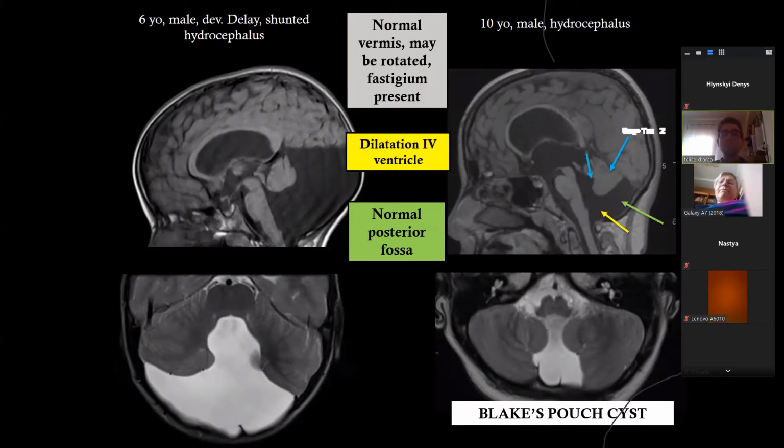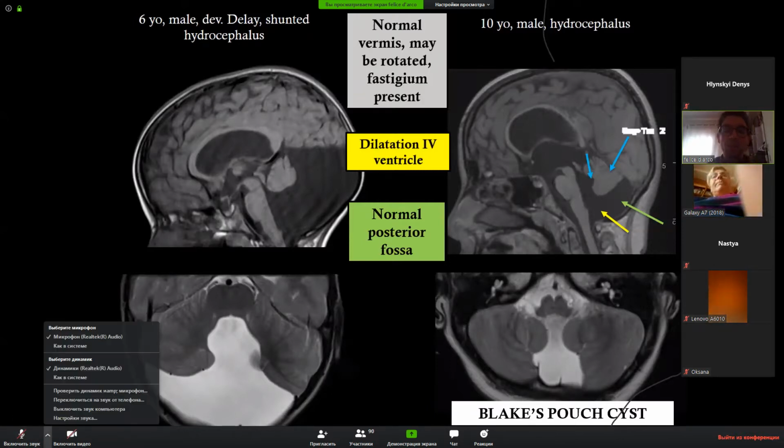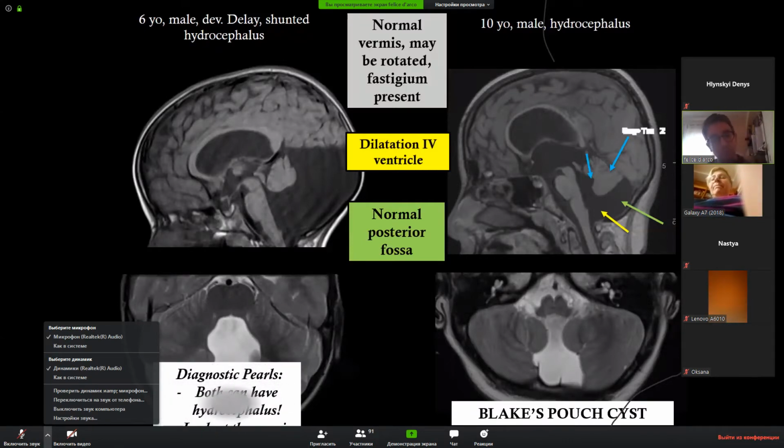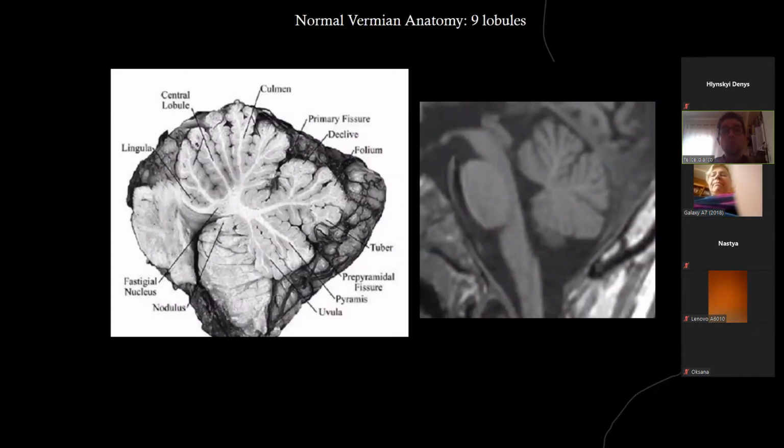The difference between a Blake pouch cyst and a Dandy-Walker malformation is in fact the vermis, and this is relevant not only for your diagnosis but also for the prognosis, because a small abnormal vermis means that the prognosis is not good. Now, both can have hydrocephalus, remember that, but look at the vermis, because the vermis is the main differential. And you need to know how the vermis is composed anatomically.